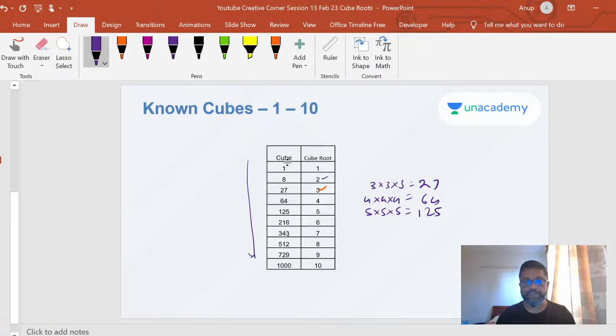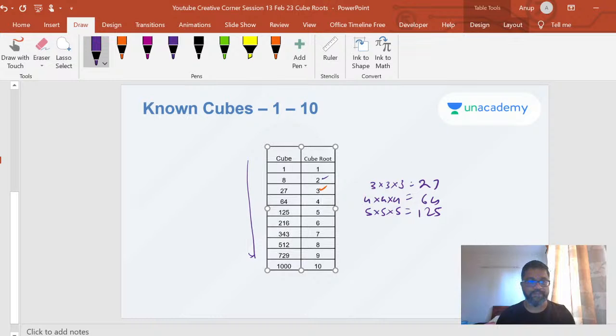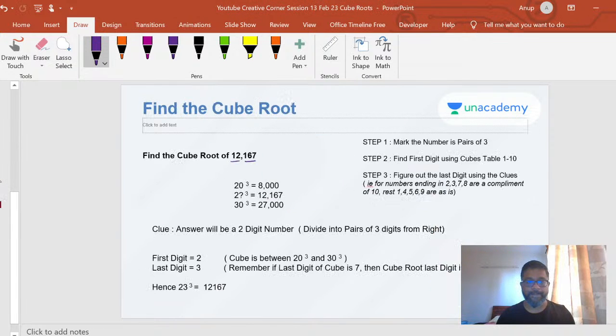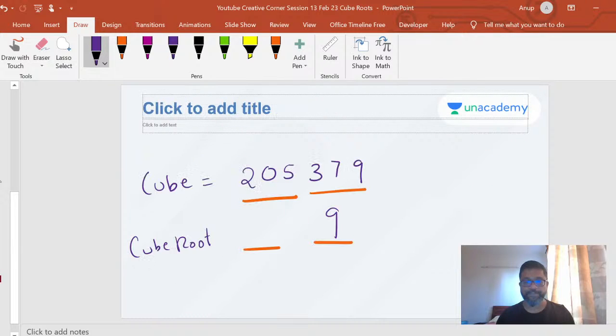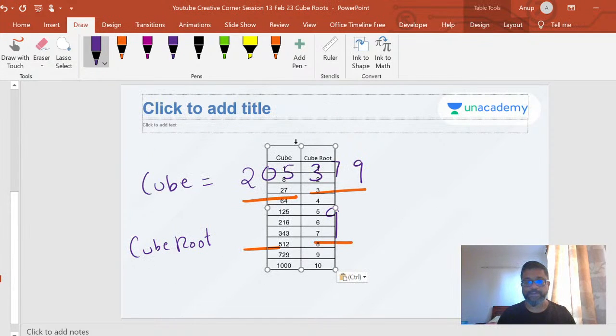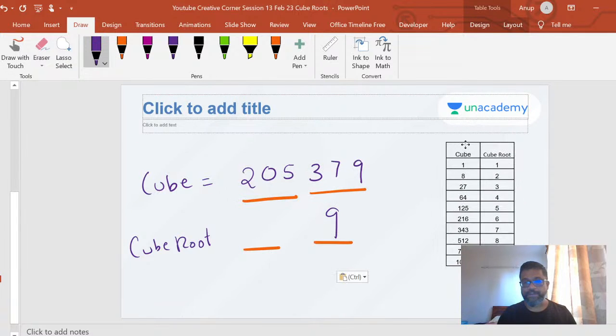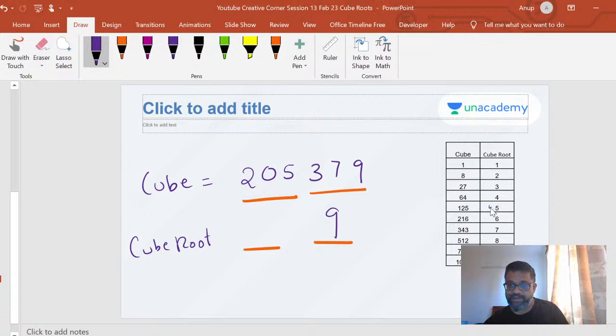So let me do one thing. I'll just bring this table here so that we always carry this table around. We are solving this problem. So where does 205 come in? It falls between 125 and 216, right? So my first digit will be a 5. That is all there is to solving this problem. It's very easy. In under 5 seconds you can find cube roots of large numbers.